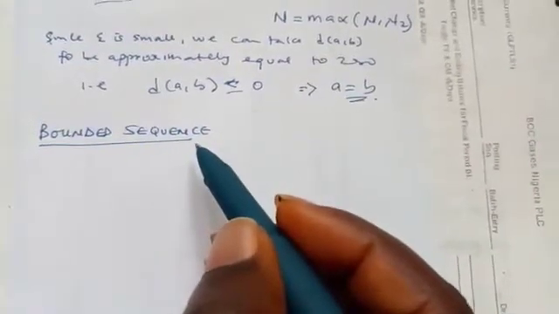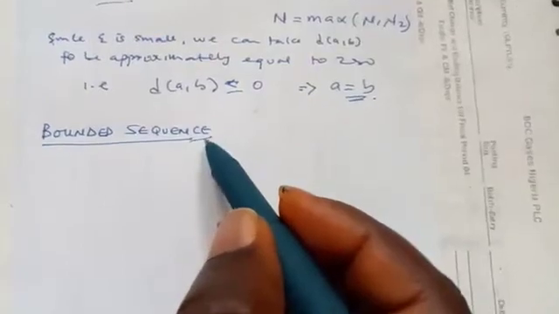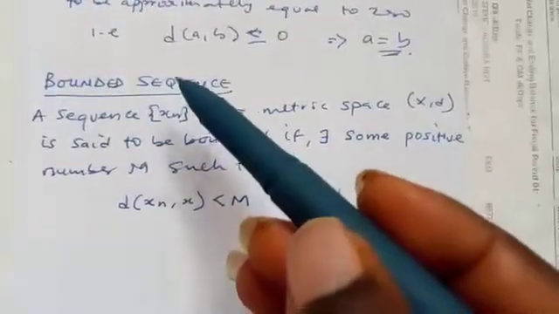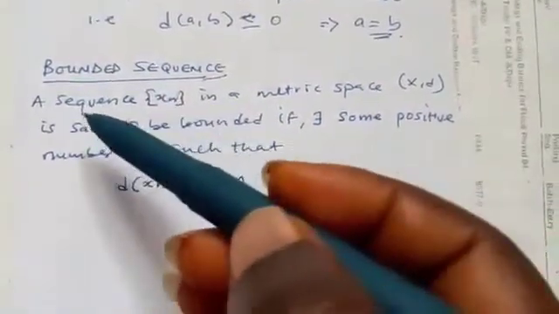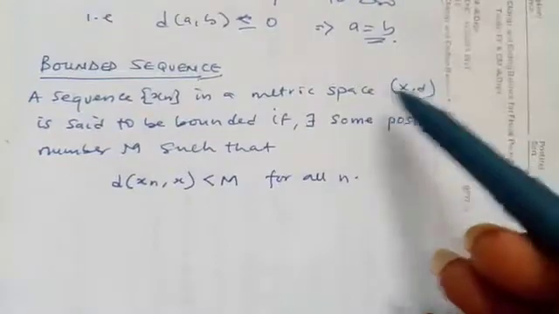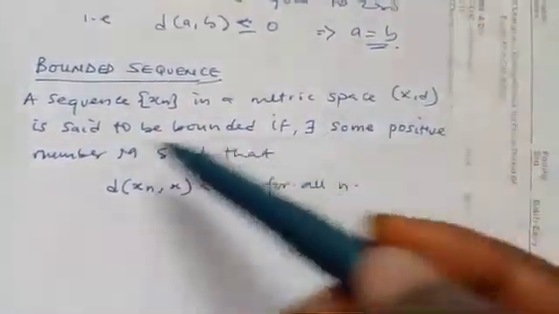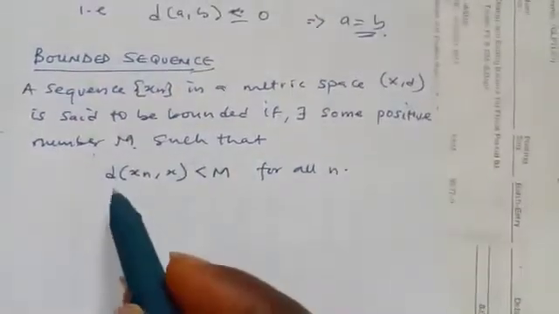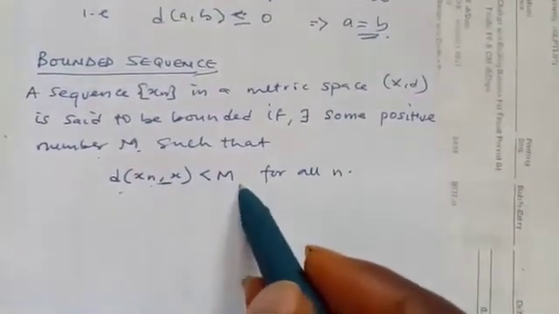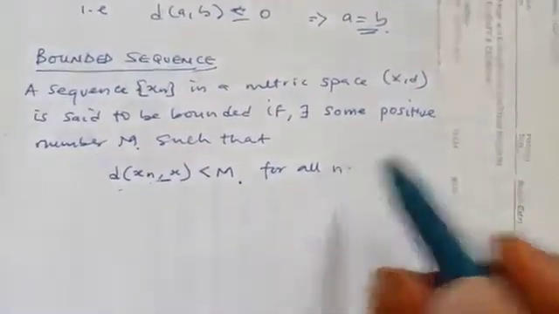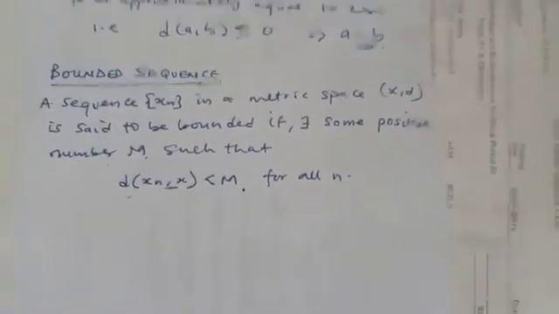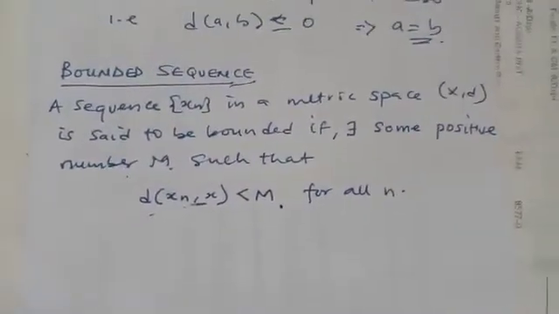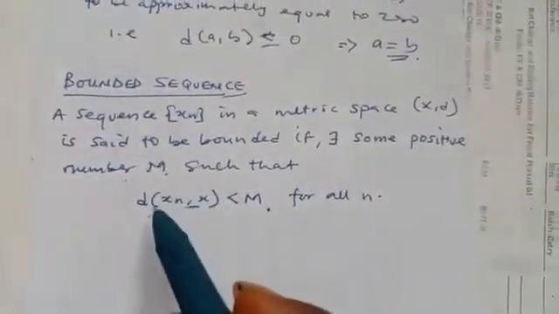Another important one is the bounded sequence. We define a bounded sequence as follows. A sequence in a metric space (S, d) is said to be bounded if there exists some positive number M such that the metric between this is less than M for all n. This is equivalent to the bounded sequence definition under real analysis, where we are only changing the absolute value to this.